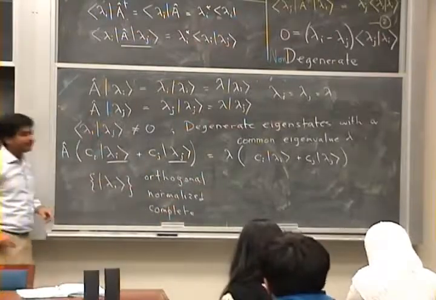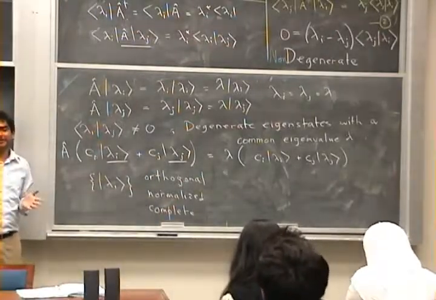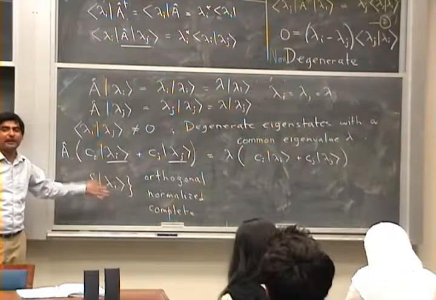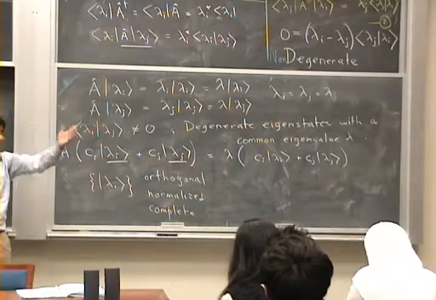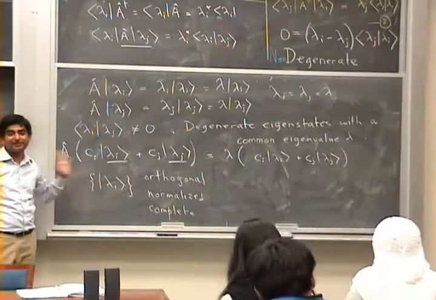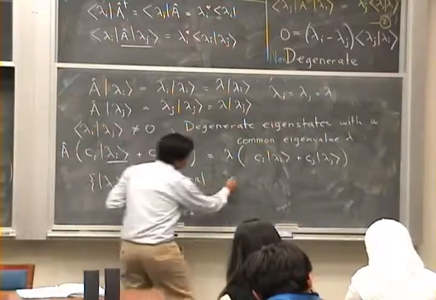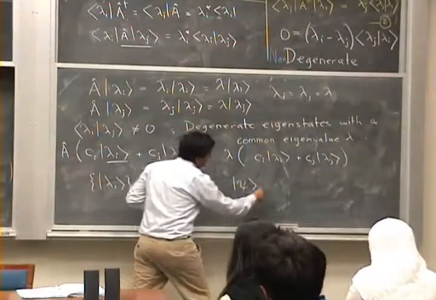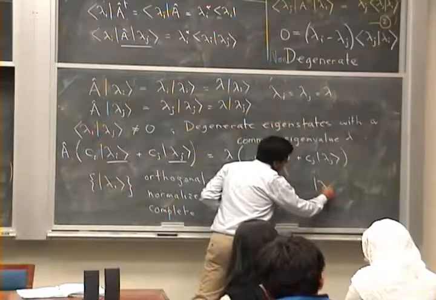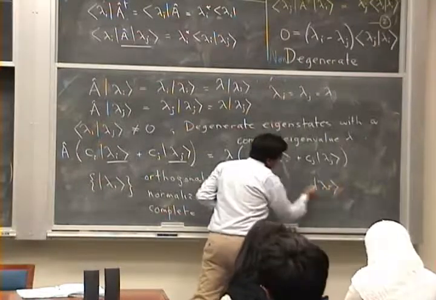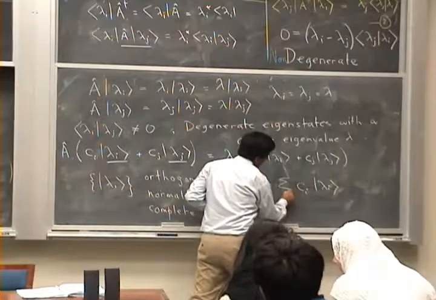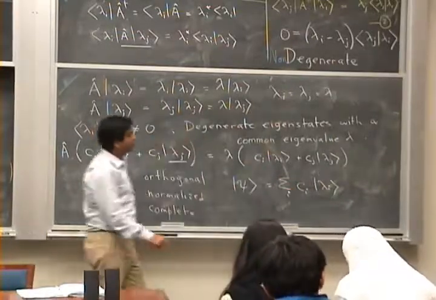Complete set means that any quantum state in the same dimensions of the Hilbert space can be written as a superposition of these eigenstates. Any state, which means any lambda, can always be written as a superposition of the lambda i's with certain coefficients.